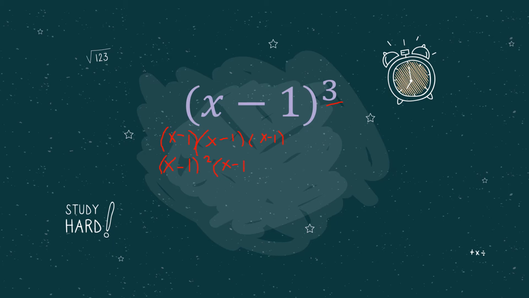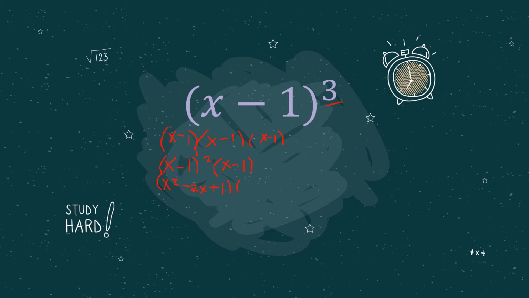So, we already answered (x minus 1) squared kanina doon sa example natin, and ang naging sagot natin dyan is x squared minus 2x plus 1. Ayan. So, ito yung naging sagot natin kanina dun sa (x minus 1) squared. So, (x minus 1) squared is x squared minus 2x plus 1.